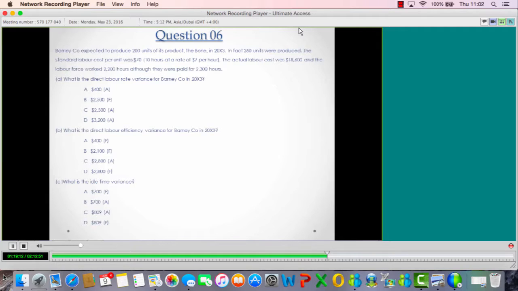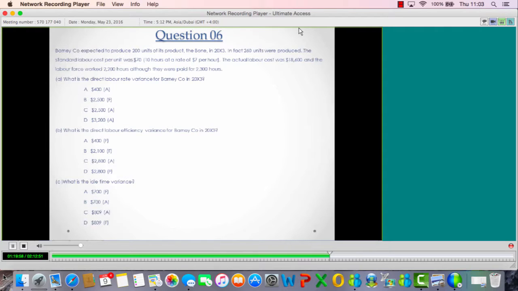Okay, let's see. Now they are asking for labor rate. So what is the definition of labor rate? Anyone? Shweta, what do you think? Labor rate variance, what is it? Difference between standard cost and actual cost.